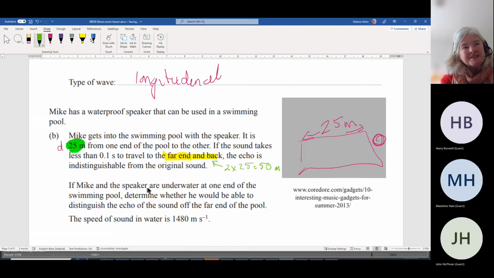Right. Now, if Mike and the speaker are underwater at one end of the swimming pool, determine whether you should be able to distinguish the echo of the sound off the far end of the pool, and the speed of sound is given. Now, if you see the word determine, that's just a fancy word for calculate. We had determined when we were at school, so it's sort of been around for ages. But if you see the word determine, think that means calculate, which means get the resource booklet and look at what's given.